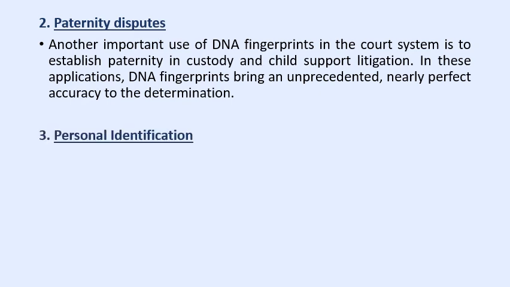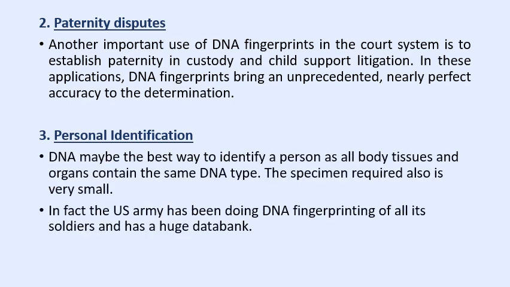Third is personal identification. DNA may be the best way to identify a person as all the body tissues and organs contain the same DNA type. The specimen required also is very small. In fact, the US Army has been doing DNA fingerprinting of all its soldiers and has a huge data bank.